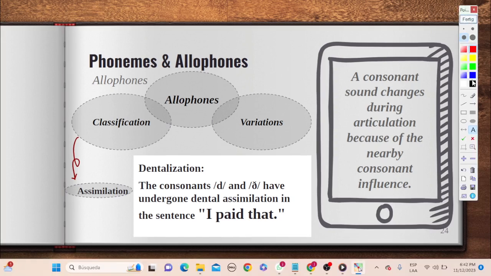Here we need to remember that the consonant D is an alveolar sound. And here, the TH sound is going to be a dental sound. So that means that there's going to be an assimilation. That's why we say pay that, pay that. So in few words, the consonant D is like acquiring or assimilating the dental sound of the consonant th. Pay that.